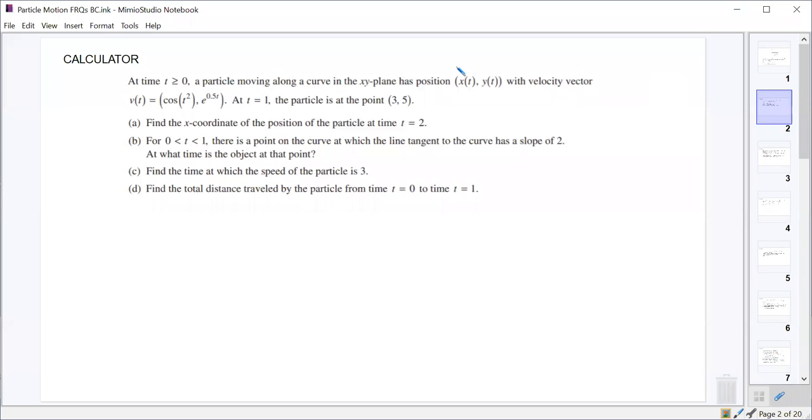So I don't remember what year this one was from, but we've got a particle that's moving in the xy plane. Its position is x of t, y of t, and it gives us the velocity vector cosine t squared comma e to the 1/2 t. And we're also given a position at t equals 1 that it's at 3, 5.